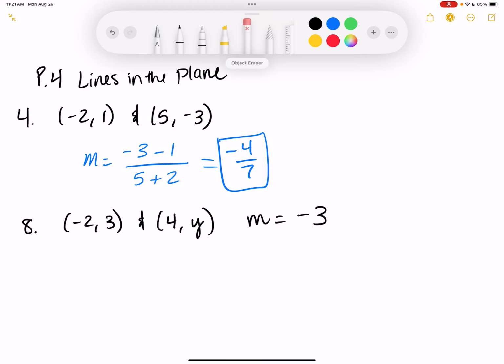Yes, we've got to set it equal to -3, and then you can use your slope formula. Since I think everyone has said 3 minus y, we'll just do that, over -2 minus 4. Was that what you were trying to say, Maya?